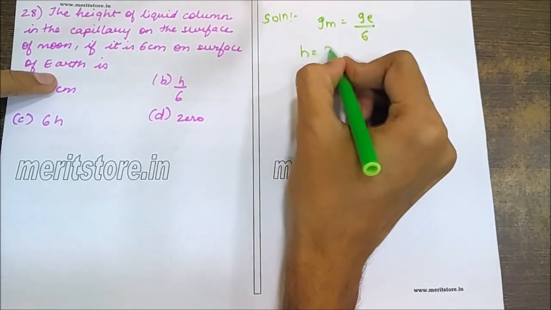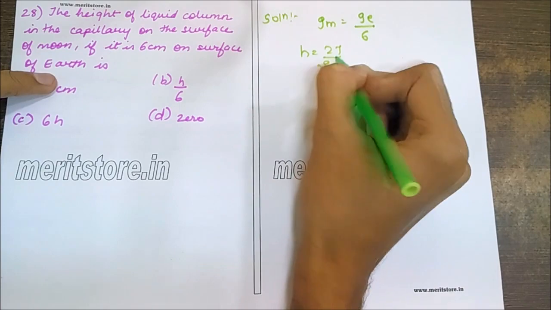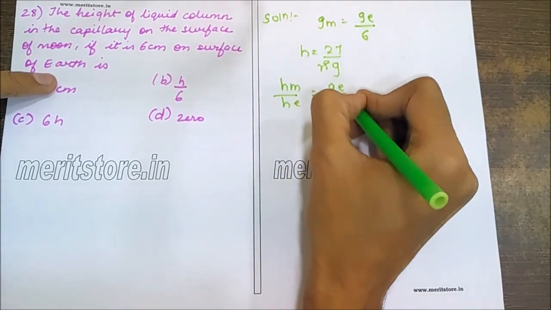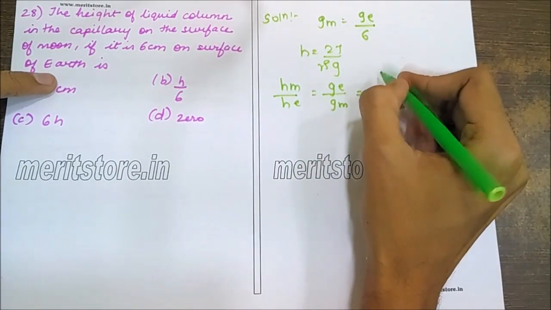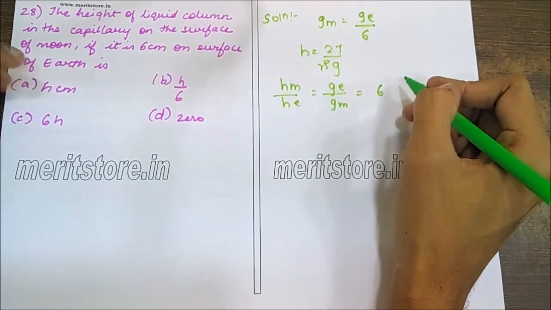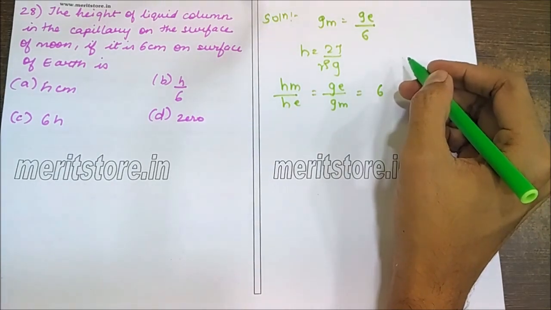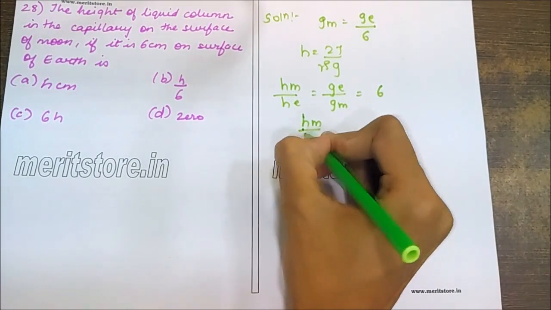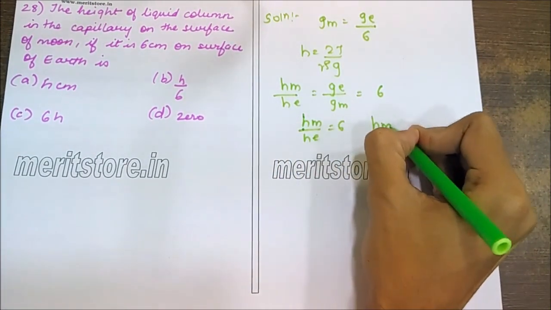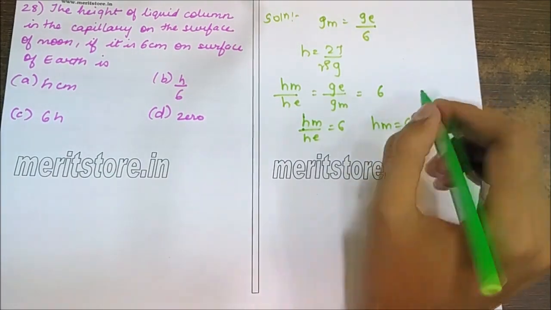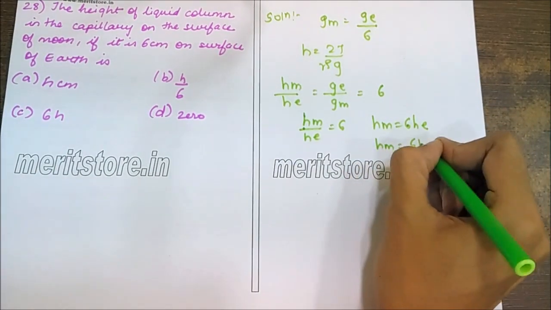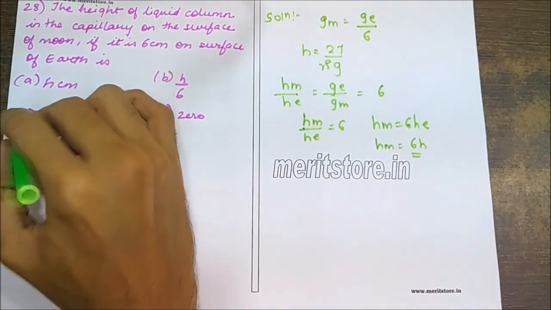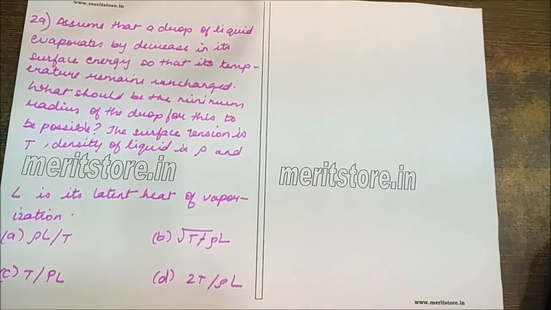So therefore if the height is 2T cos theta upon r rho g, that is height on moon upon height on earth is equal to gravity on earth upon gravity on moon, so that becomes equal to 6. So therefore we have hm upon he equals 6. So height on moon is equal to 6 times he, so therefore height on moon is equal to 6h. So therefore the answer is 6h. C is the correct option.